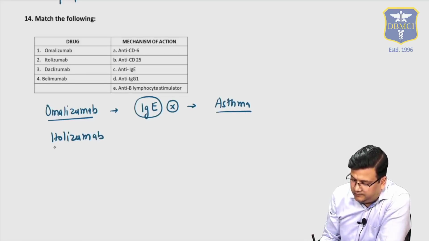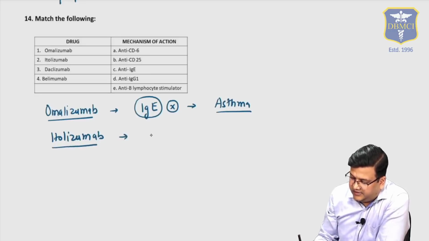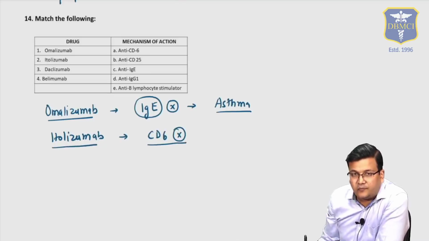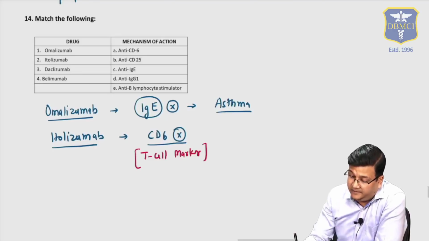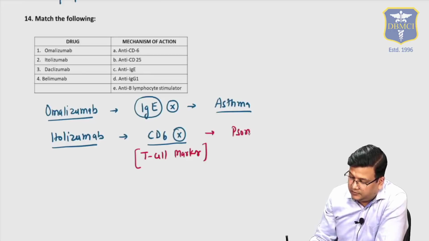Itolizumab is an antibody against CD6. CD6 is a T cell marker and this antibody itolizumab is used for psoriasis.